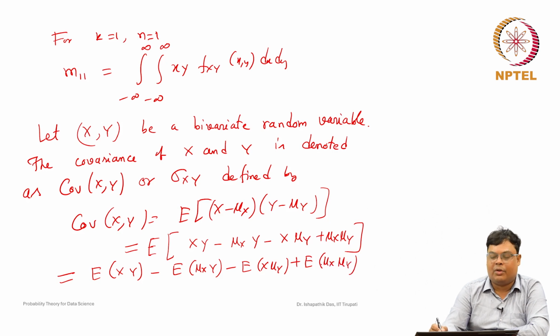Now, mu x and mu y are constant. So, these are some real numbers after taking the expected value. Then again we will apply the properties of the expected value. This is the expected value of xy minus mu x into the expected value of y, because by the properties mu x is a constant. A constant times a random variable has expected value equal to the constant times the expected value of that random variable. Similarly, minus mu y into the expected value of x, because mu x and mu y are constants, plus the expected value of a constant, which is mu x into mu y.